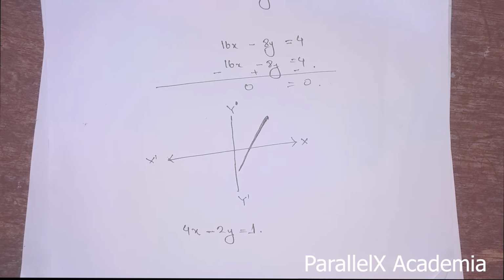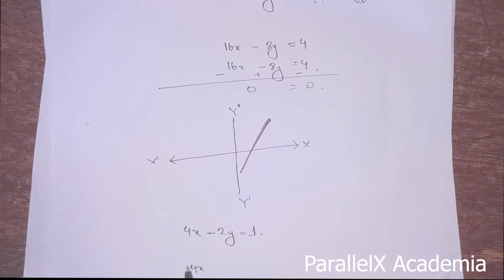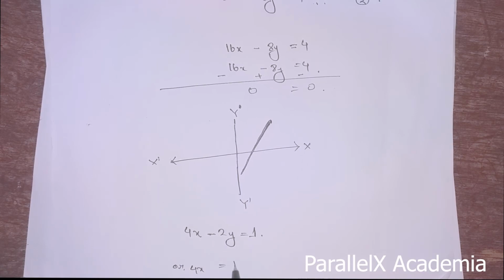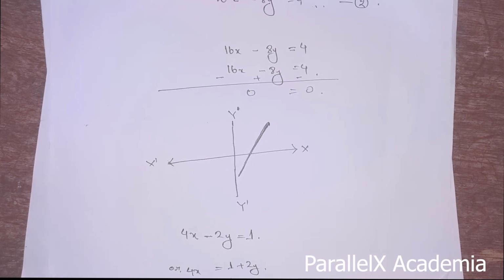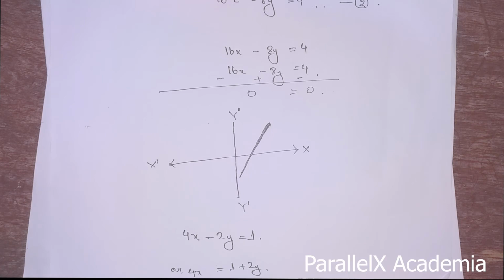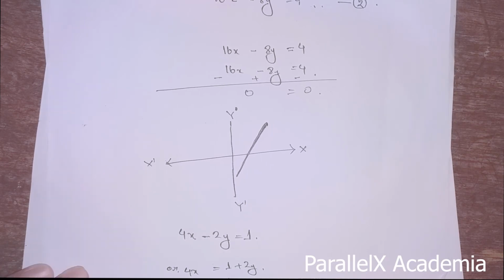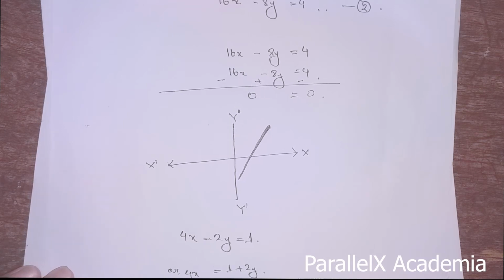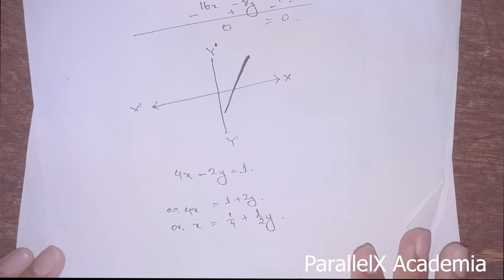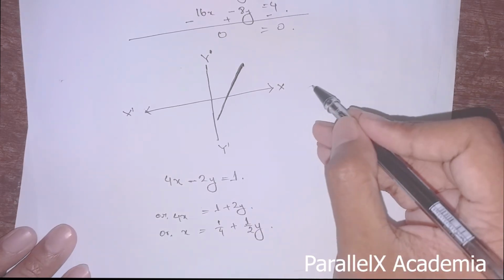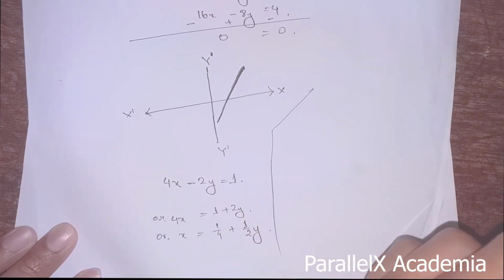Now let's express this equation in terms of x. So we have 4x equals 1 plus 2y, or x equals 1 by 4 plus 1 by 2y. Now you know about parametric equations.